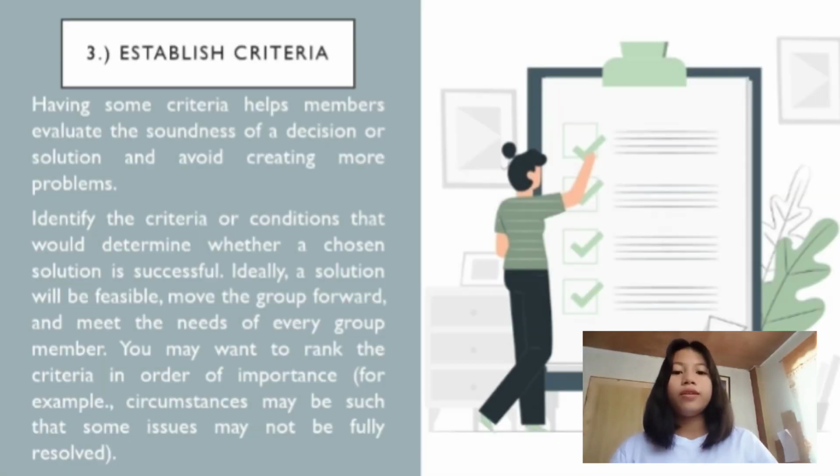Establish criteria. Having some criteria helps members evaluate the soundness of a decision, of a solution, and avoid creating more problems. Identify the criteria or conditions that will determine whether a chosen solution is successful. Ideally, a solution will be feasible, move the group forward, and meet the needs of every group member. You may want to rank criteria in order of importance. For example, circumstances may be such that some issues may not be fully resolved.